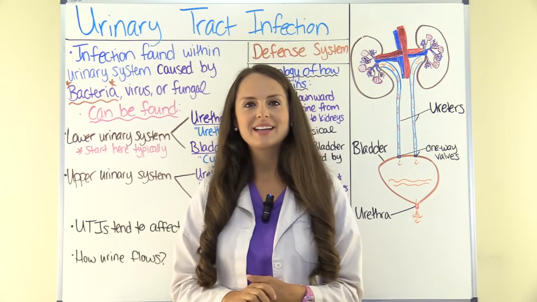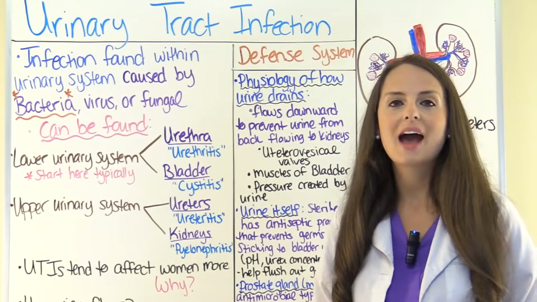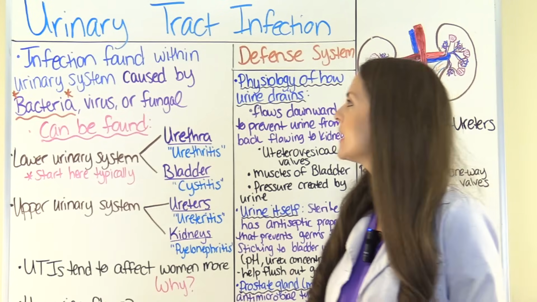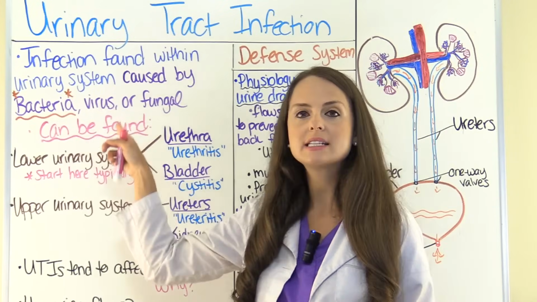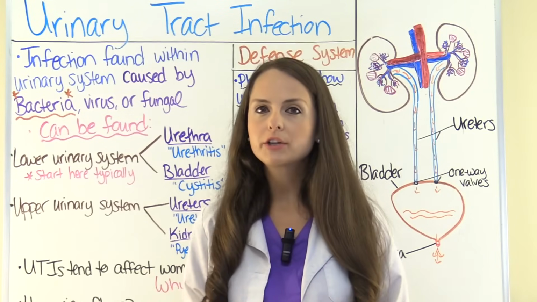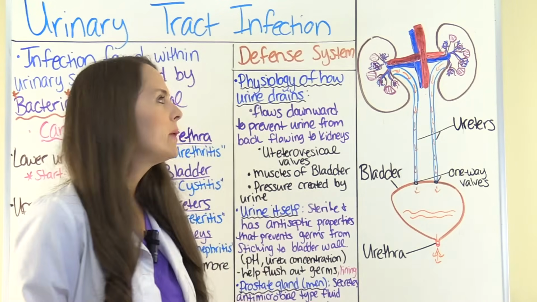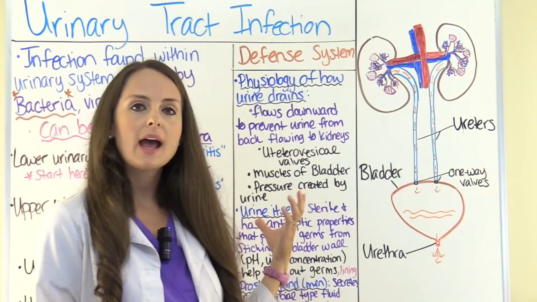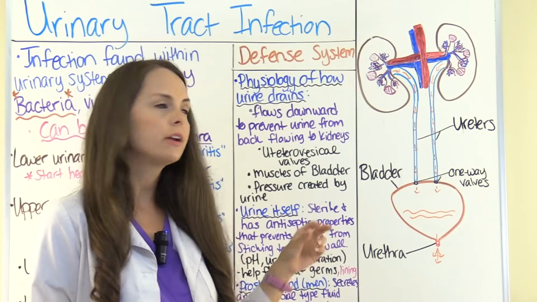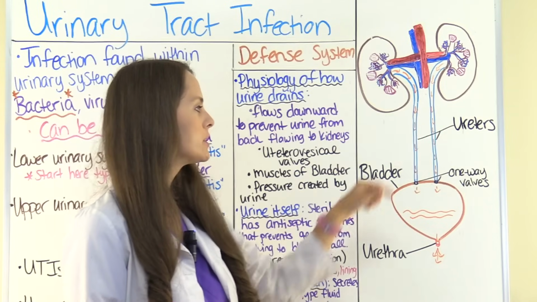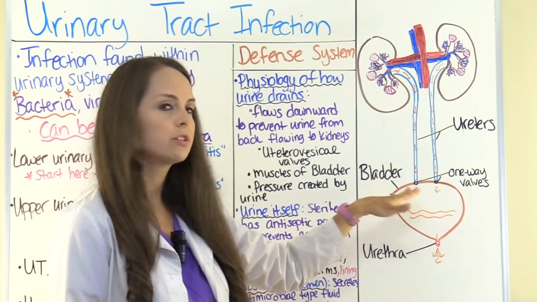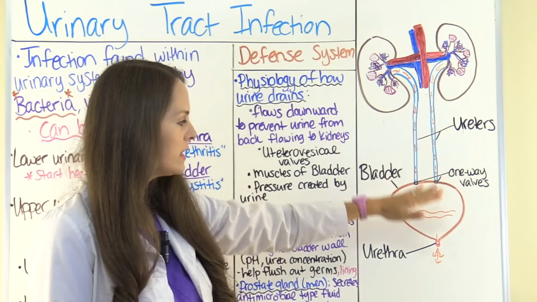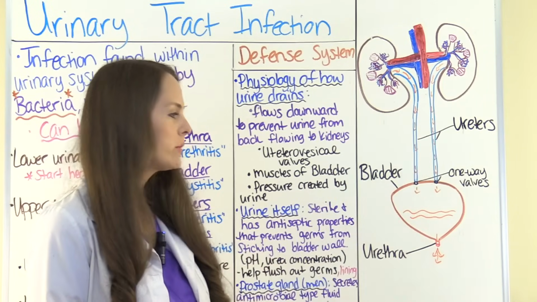So let's get started. So what is a urinary tract infection? It is an infection found within the urinary system. So what structures are included in the urinary system? Well, we have two kidneys, a right kidney and a left kidney. And coming out of the kidneys, which help drain the urine, are your ureters. And the ureters attach to the bladder, and then the urine comes out of the urethra.